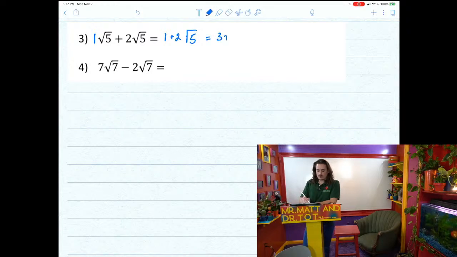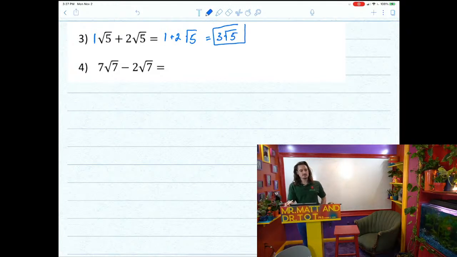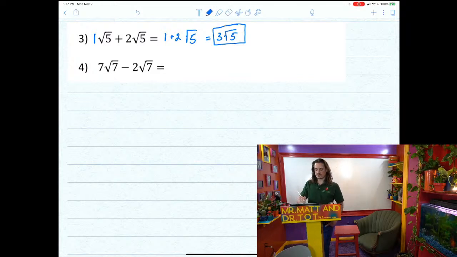For number 4, same type of thing. We have common radicands of 7. So we can subtract the coefficients. And 7 minus 2 is going to give us 5 root 7.